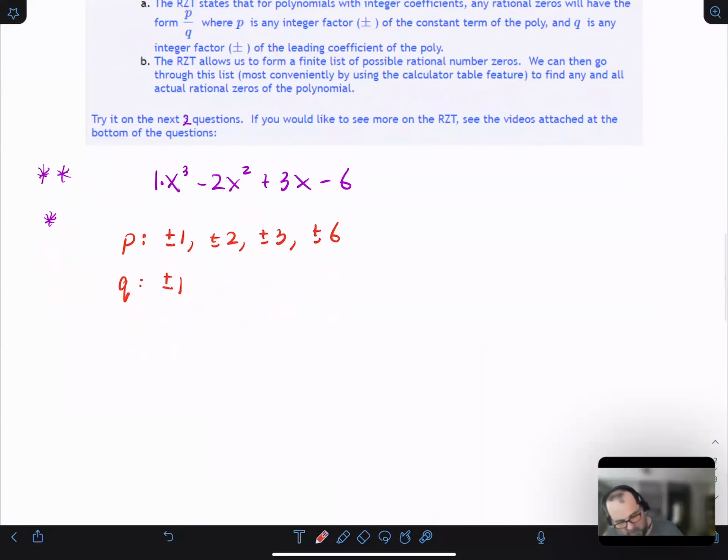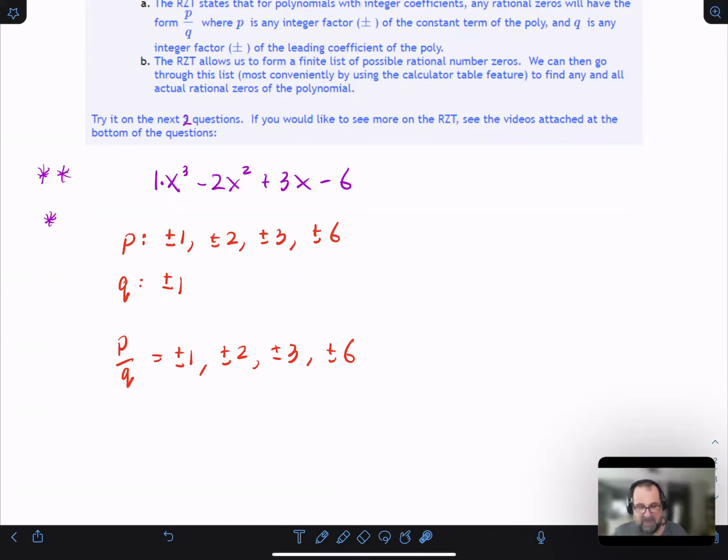And therefore, the only possible p over q's will be, so you just form all possible ratios of this. This is, again, not that difficult in this case. This is 1 over 1, plus or minus 2 over plus or minus 1 is plus or minus 2. 3 over 1 is 3. And 6 over 1 is 6. So this one's a fairly easy one, given that there is only one possibility here for q. If there was another possibility here, you would form all those ratios as well.